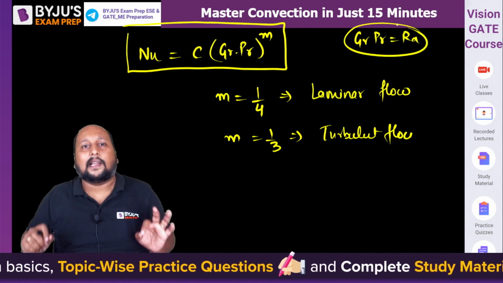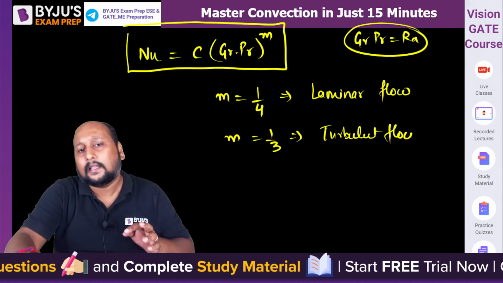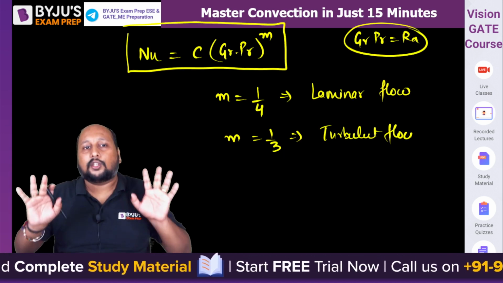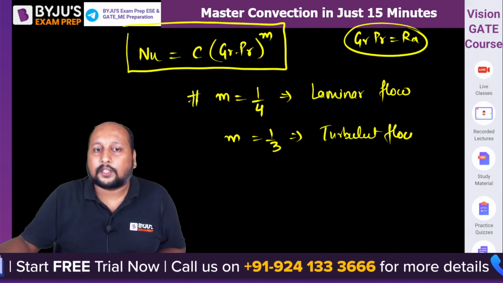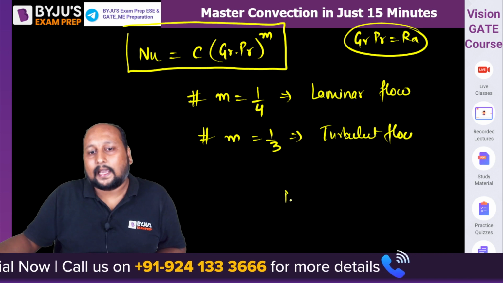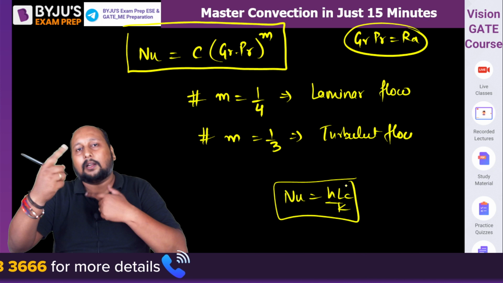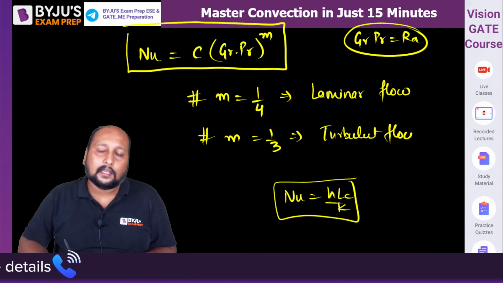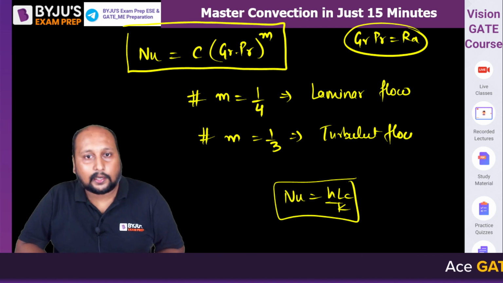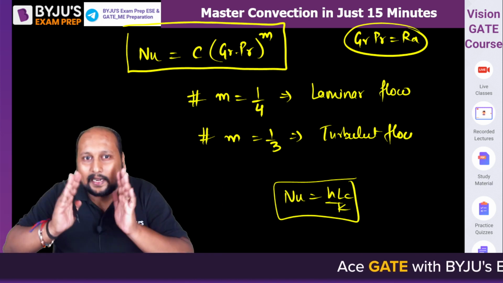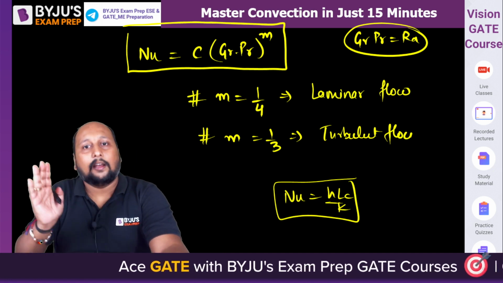Ultimately, by using this Rayleigh number, we are able to identify the type of flow, and after deciding the type of flow, we can use the simple formulation Nu is equal to C times Ra to the power m. C is a constant, and m we can decide on the basis of the type of flow, right? And Nu is equal to h Lc by k. If you're having a circular pipe, then the diameter will be the Lc. If you're having a flat plate, then (a plus b) by 2 will be the characteristic length. So this way, we are able to understand your entire convection topic in less than 15 minutes, right?